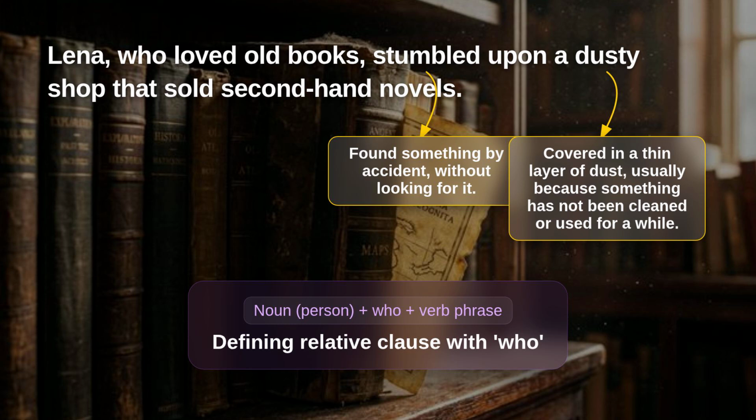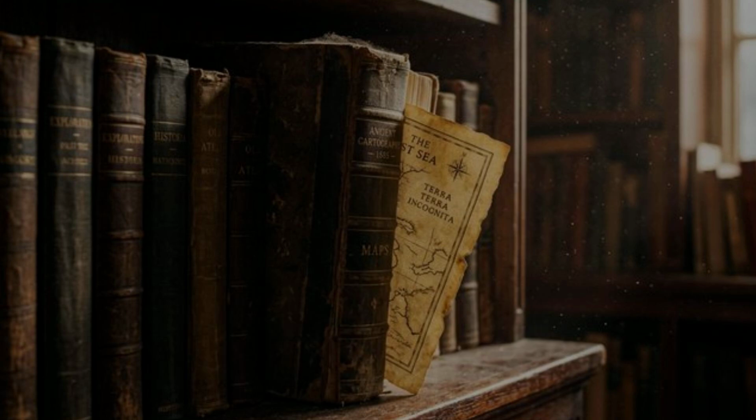And notice, this sentence also has that sold secondhand novels. That is another relative pronoun, but for things and places. We will look at that more closely in the next sentence. Can you make a sentence about yourself using who? For example, I am a person who loves learning English. Try it. Great start. Lena has found an interesting shop. Now let's see what she discovers inside.